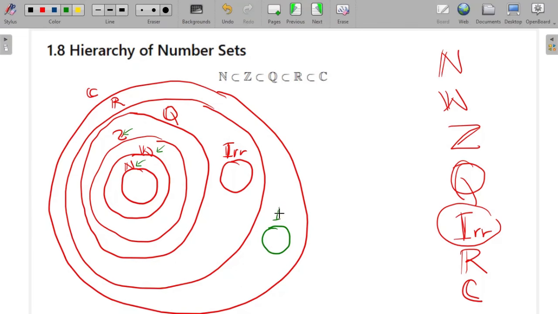So I for imaginary number. Okay, meaning that the complex number is made up of the real and the imaginary number like that. Okay, so this is the hierarchy of the sets of numbers.